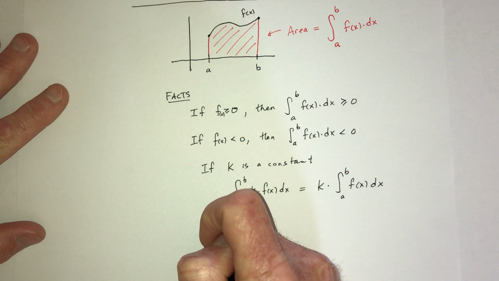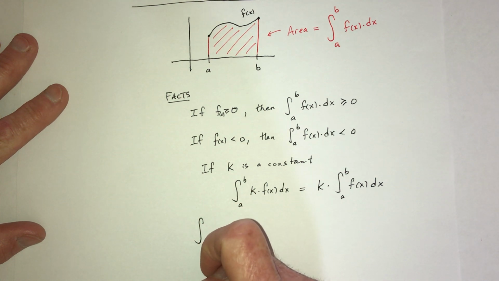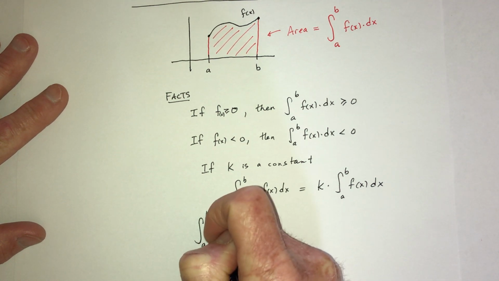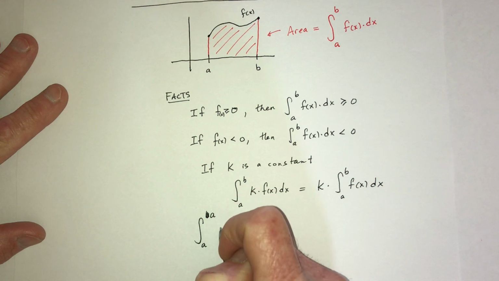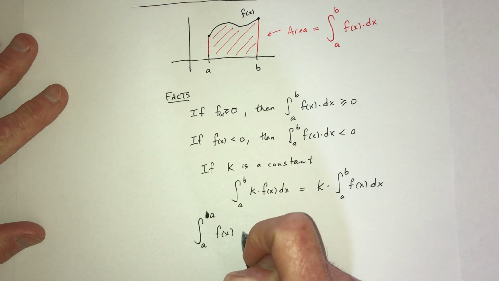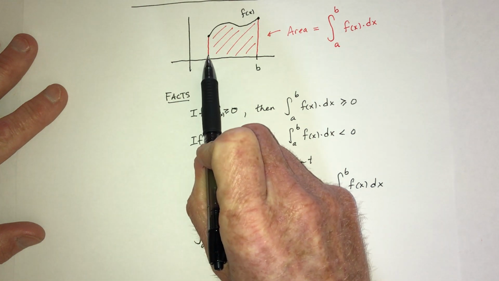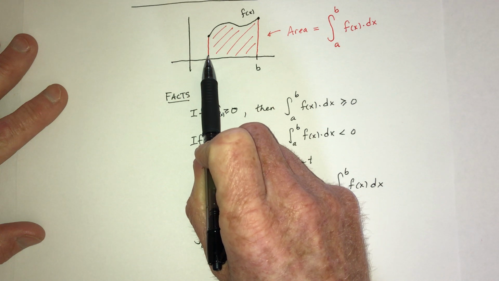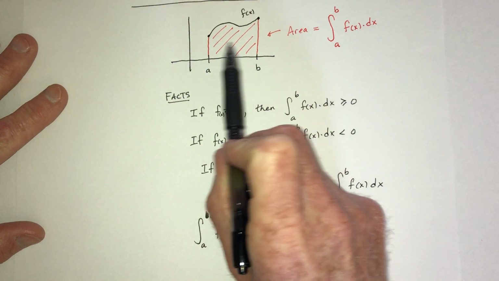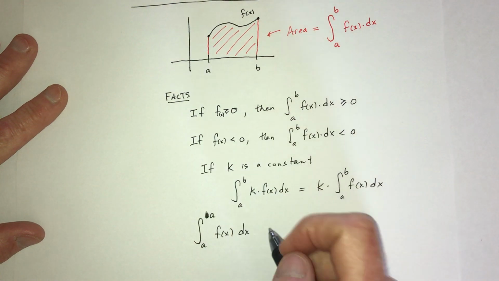Another one, which doesn't show up very often, but what if you integrate from a to a? So in other words, what's the area from here? And since it didn't go anywhere, then the area just here is 0.